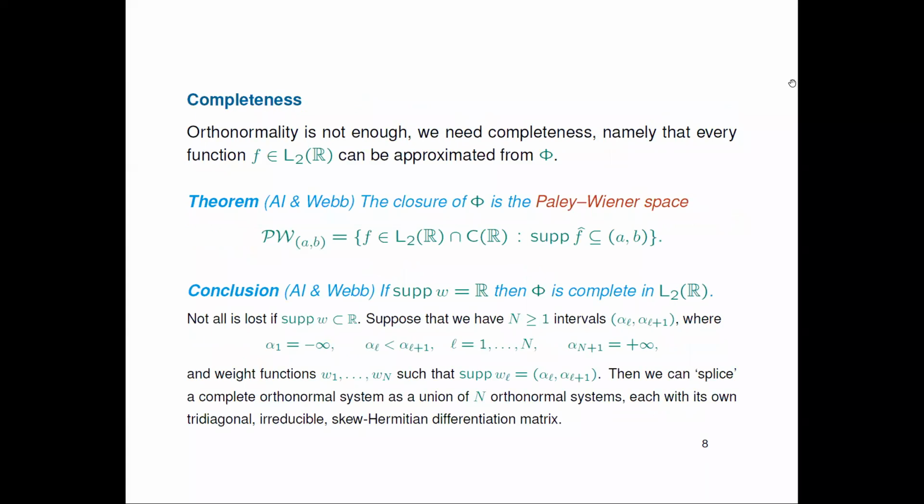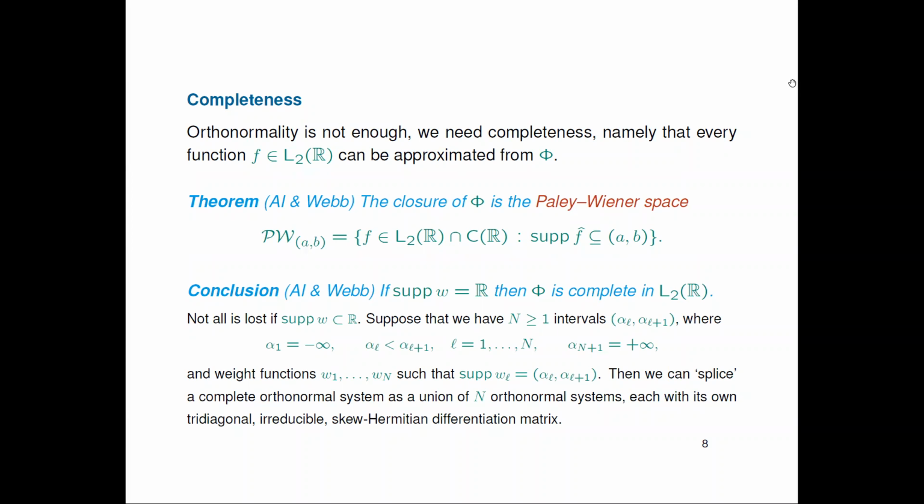However, we still have one problem. Okay, it is orthogonal. Is it complete? In other words, can we take any L2 function and approximate it from this set? And the answer is, there is no earthly reason why. If you take our set and look at its closure, the closure is not L2 of R. It's a Paley-Wiener space: the space of all L2 intersection with C-infinity functions such that the support of the Fourier transform lives in the support of the measure.